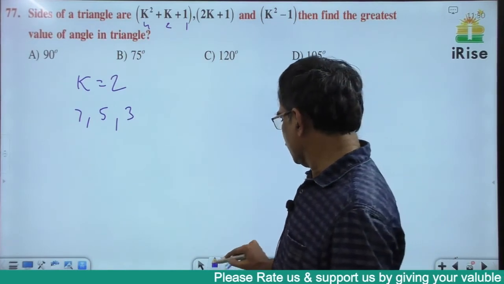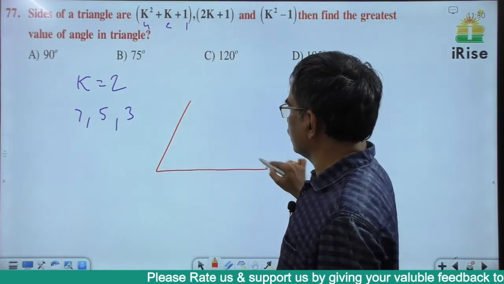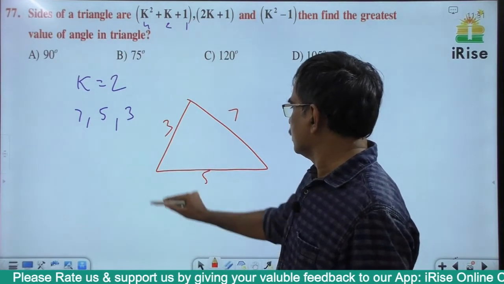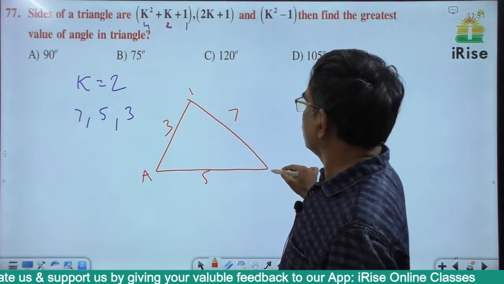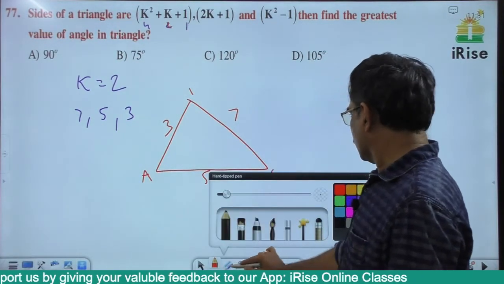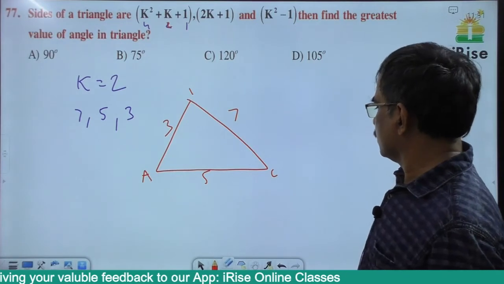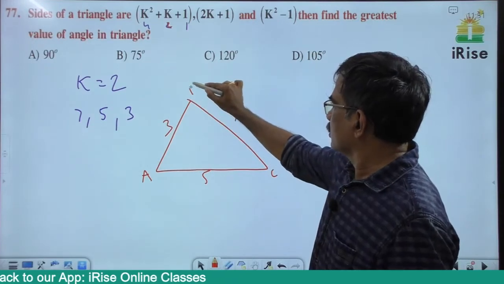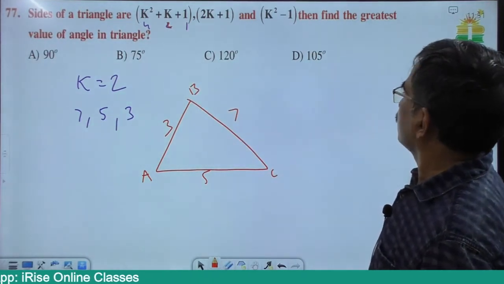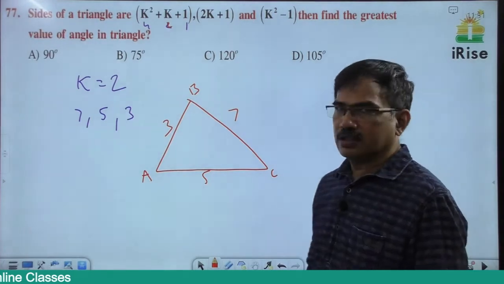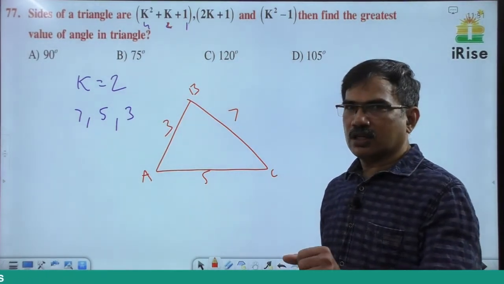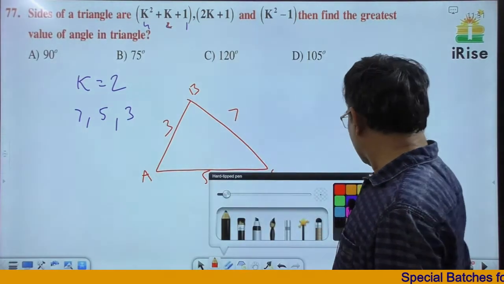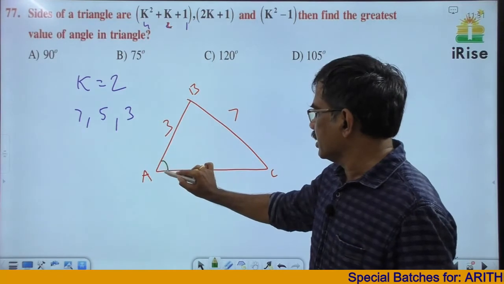Here I want to consider the three sides as 7, 5, 3. A, B, C, let it be. Then this is A, this is B, this is C. Find the greatest angle of the triangle. Here the greatest angle is always opposite to the greatest side. Here this is the greatest side, and the opposite angle is the greatest angle. So angle A is the greatest angle.